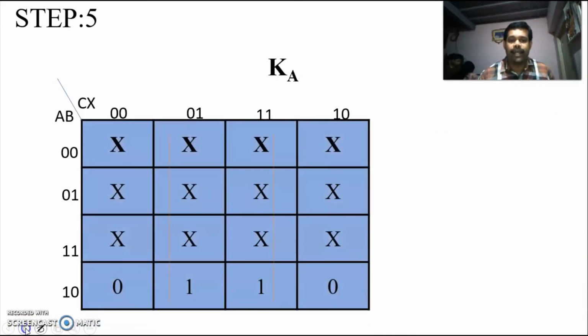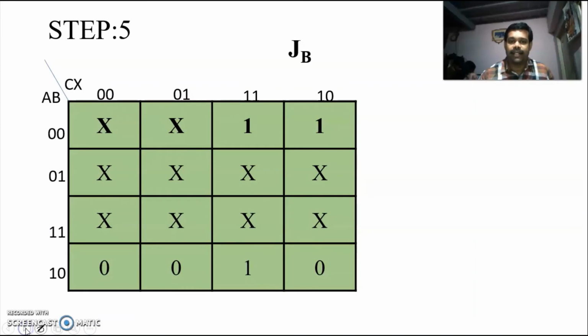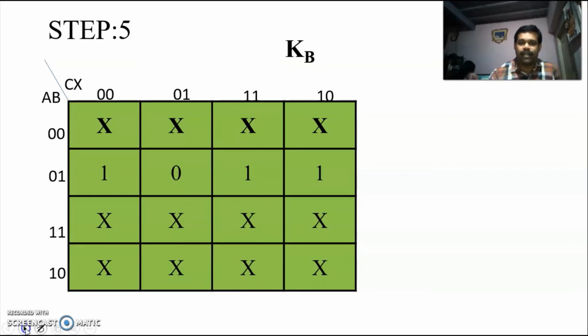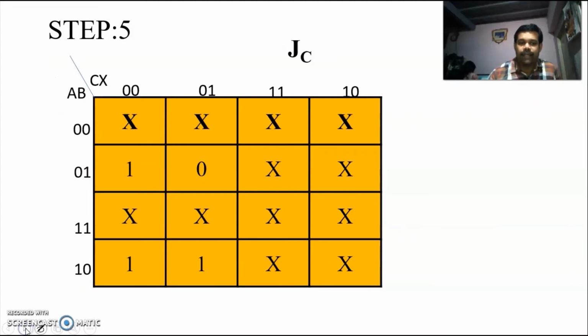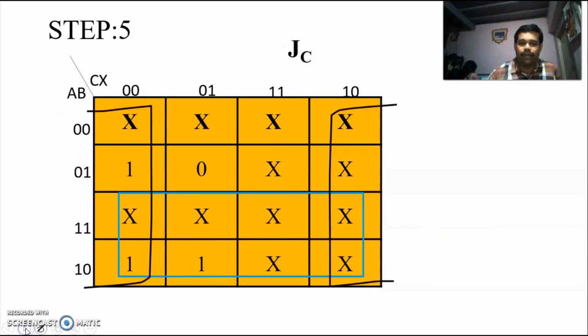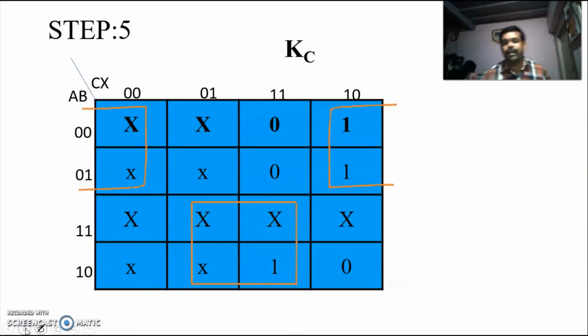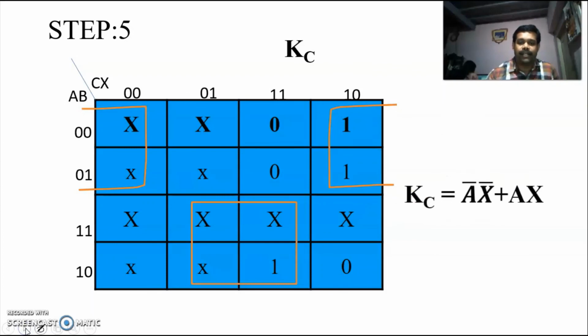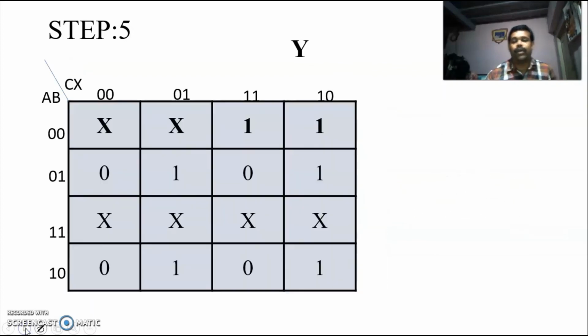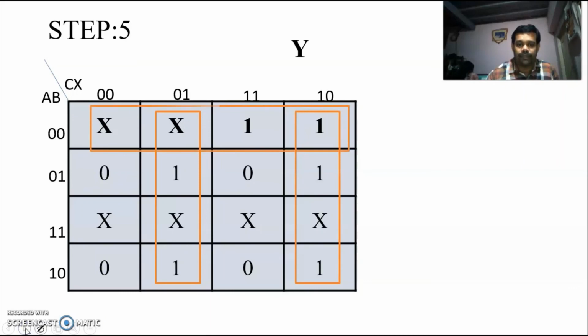Similarly, for KA, we are plotting the ones, grouping and writing the expression. Similarly for JB, we are plotting, grouping and writing the expression. Similarly for KB, we are plotting, grouping and writing the expression. Similarly for JC, we are plotting, grouping and writing the expression. After that KC, we are plotting the ones and don't cares, grouping and writing the expression. Finally, we are going for the output. So we are looking at the column of output. We are writing the ones and don't cares. Then we are grouping. Then we are writing the expression.